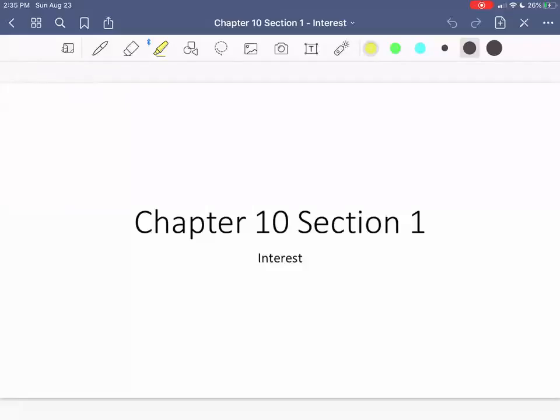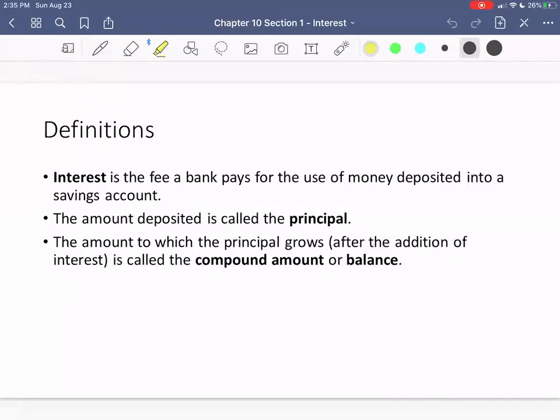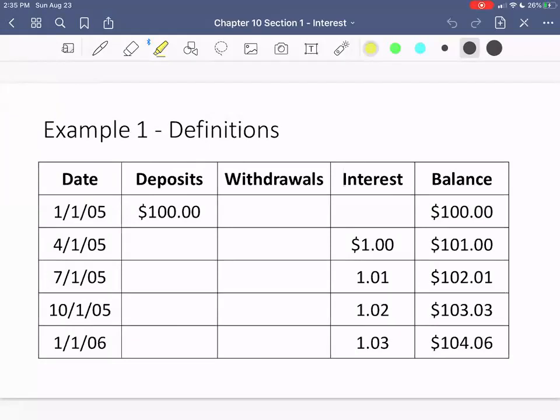Chapter 10, Section 1, and this talks about simple interest. So let's start us off with some definitions. Interest is what the bank pays you for having money deposited into a savings account. The amount that you initially deposit is called the principal, and at the very end, after all of the principal has been growing, it's called the compound amount or the balance. That's probably the most commonly used term: the balance. What is my balance now?